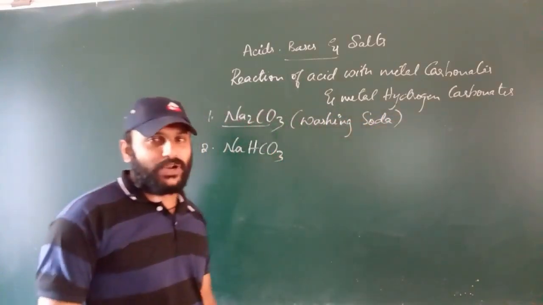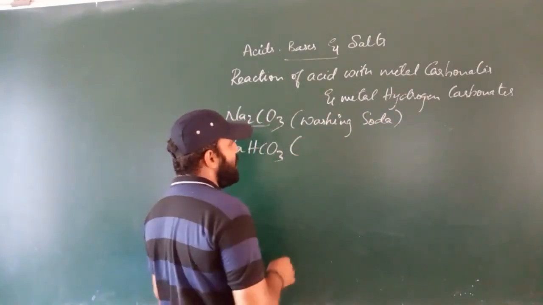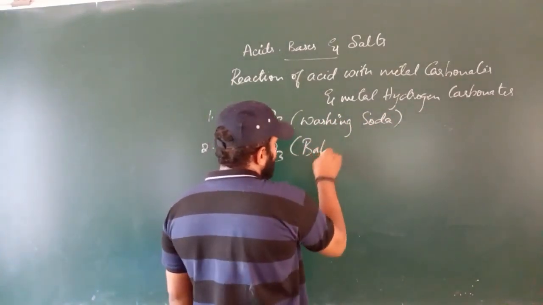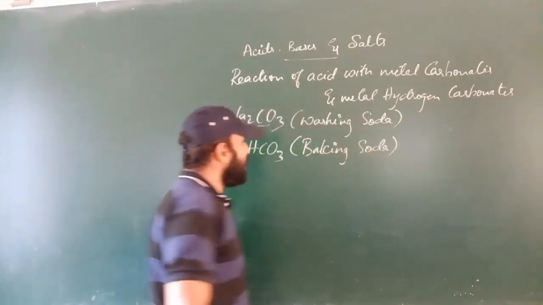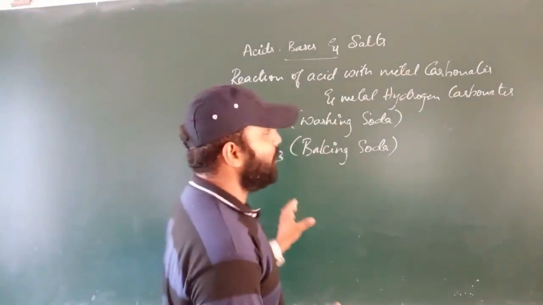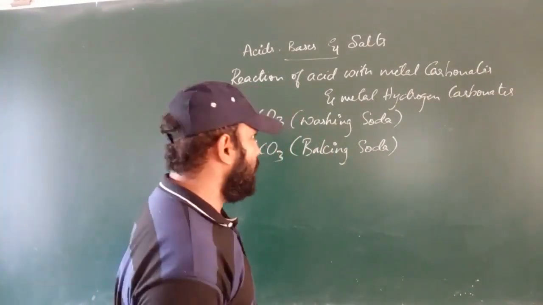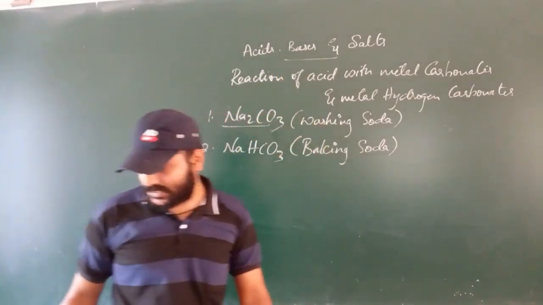Sodium carbonate Na2CO3 is also called what? Washing soda. NaHCO3, sodium bicarbonate, is also called baking soda. Okay, washing soda, baking soda. So we have taken two carbonates. One is a metal carbonate, the other one is a metal bicarbonate. Now what we have to do? We have to react with what? Acid. So let's do it.